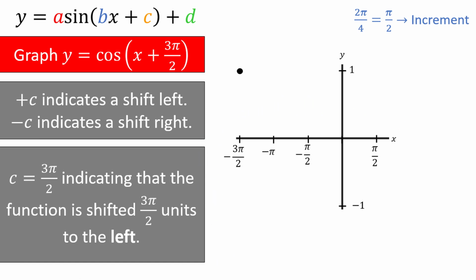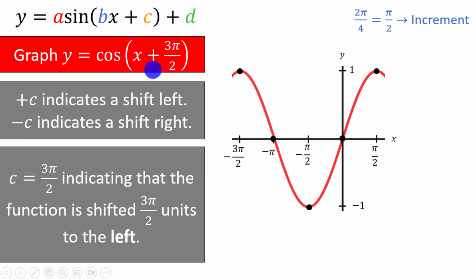Now, the cosine function starts at a maximum and then decreases from there. So since we are starting at negative 3 pi over 2, 1, at the next important key point, we must have a 0. We must decrease down to 0 at negative pi. So we have the point negative pi, 0 on the graph. We will continue to decrease to our minimum of negative 1 at negative pi over 2, the next increment. Then we will increase back to another 0 at 0. Finally, we will be back at our starting point at pi over 2, so we have the point pi over 2, 1 on the graph. Connecting the dots, we have the graph of y equals cosine of x plus 3 pi over 2.